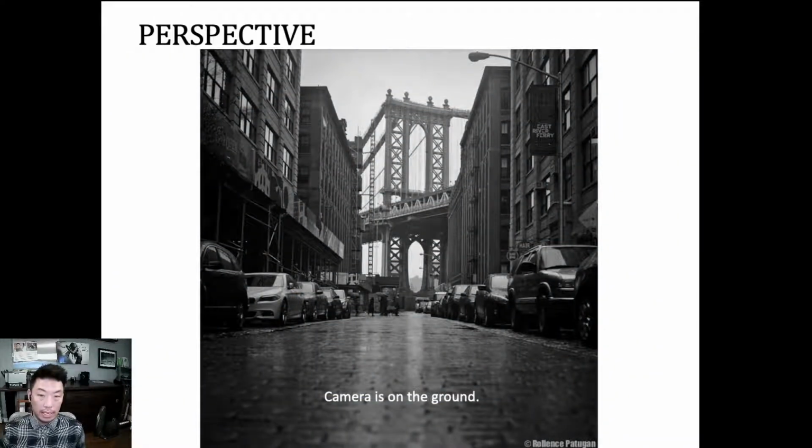This one, the camera's on the ground, literally. If you think about it, look at the cars. Doesn't look like I would be standing to get that picture. I'm very, very low to the ground, so this is from the point of view of, like, a pet possibly. What does the world look like from a dog's point of view, right? That low to the ground.